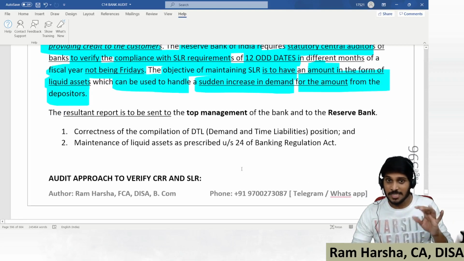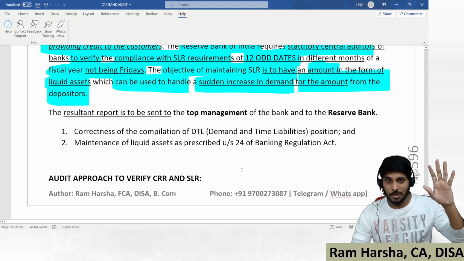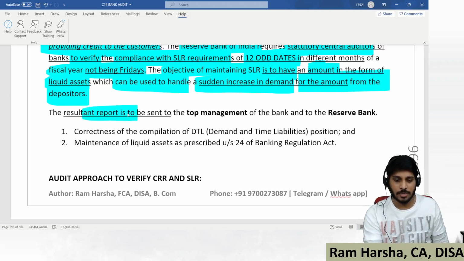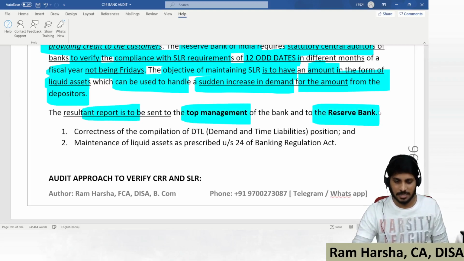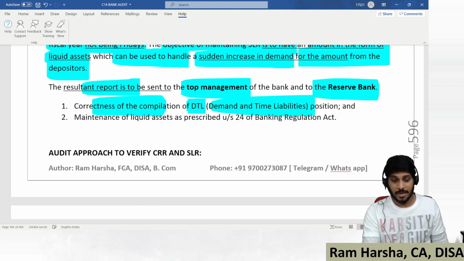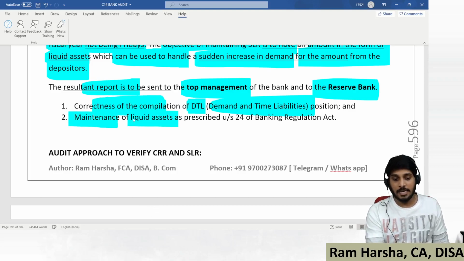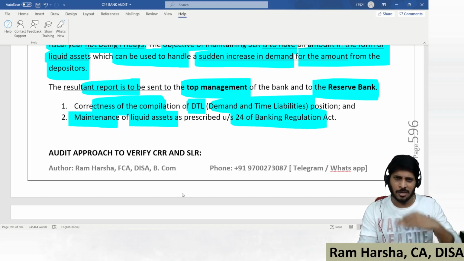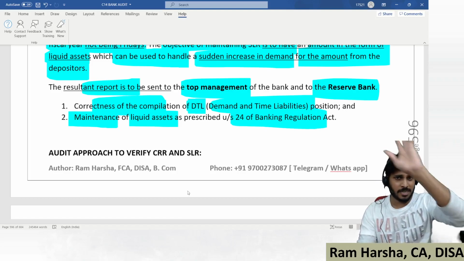Now, the CRR SLR report which the auditor will prepare, whether the bank maintained it or not, he will have to forward to top management as well as the Reserve Bank. So whether the demand and time liabilities computation is correct every Friday, plus whether the bank maintained liquid assets, SLR, CRR, in a proper way as per the Banking Regulation Act and the RBI Act or not, the auditor has to report to top management.